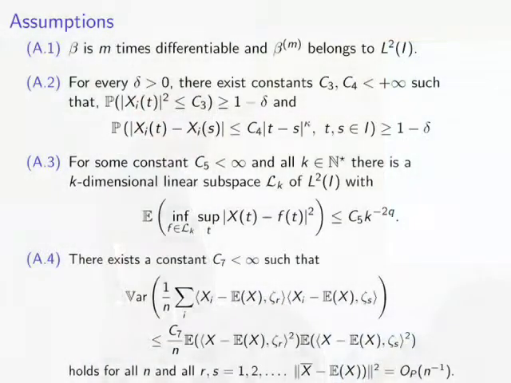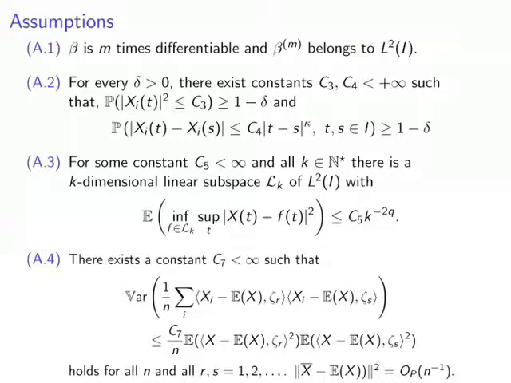There are some assumptions. We assume that beta is m times differentiable and beta m belongs to L2, and some Lipschitz continuity for x, which is mainly important to show the convergence of a Riemann sum to the integral. I don't think it's such a problem.